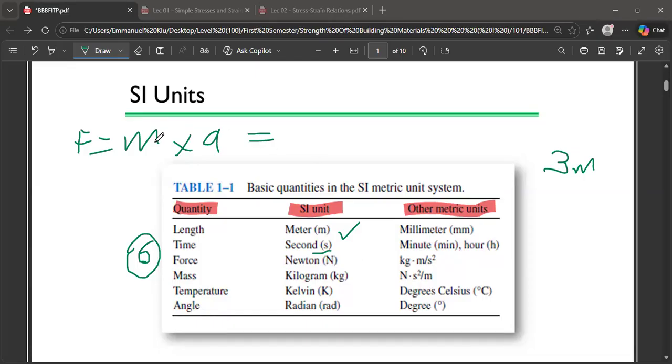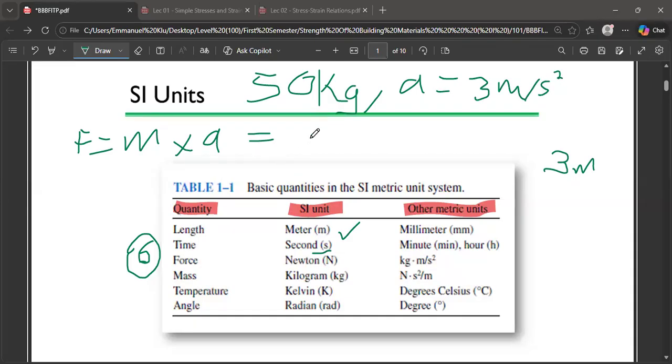So let's say a body of mass 50 kg is accelerated by an external body. So the mass is 50 kg, and the body is accelerated by another body at, let's say, 3 meters per second squared. Because acceleration is measured in what? Meters per second squared. You can see that I'm adding the unit too.